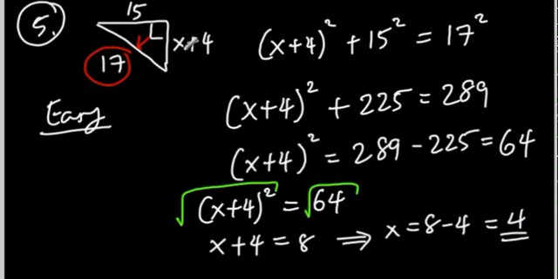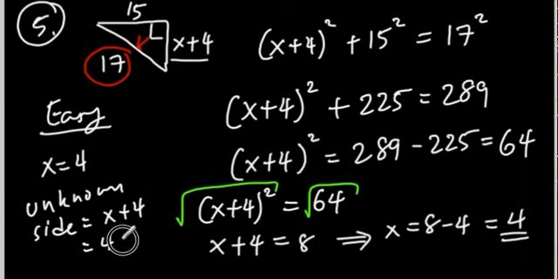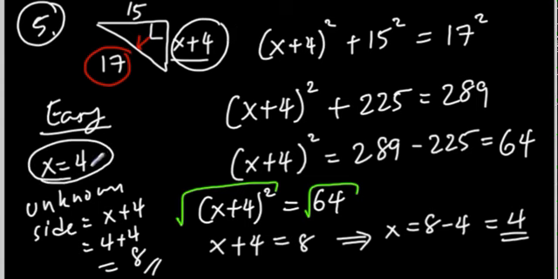So if I look at this triangle, I know that x equals 4, but the side is x plus 4. So in other words, the unknown side is equal to x plus 4, which is 4 plus 4, which is equal to 8. That's right? So this side is 8, but x itself is equal to 4.